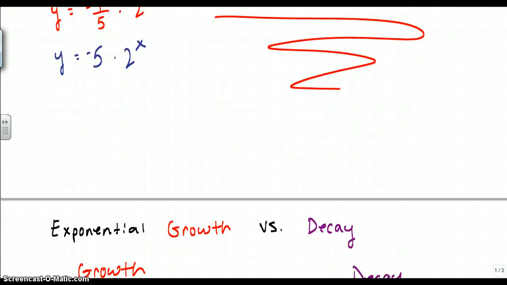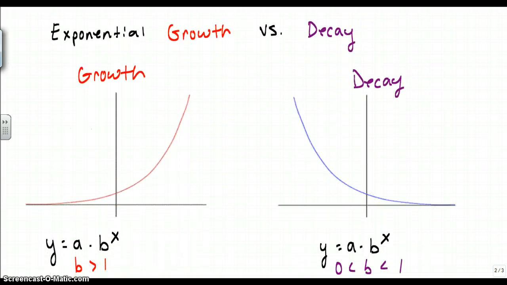Alright, so just so we can look at the graphs, exponential growth versus decay. As I said before, growth goes up and gets really big really fast. Decay starts really big and then goes down extremely slow. As you can see, it starts off really close to the x-axis, and once it crosses the y-axis, it starts to go up really fast. And the opposite with decay.